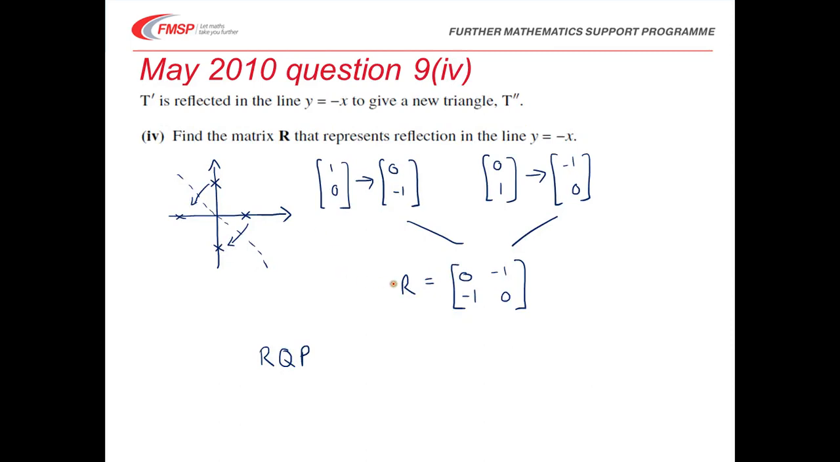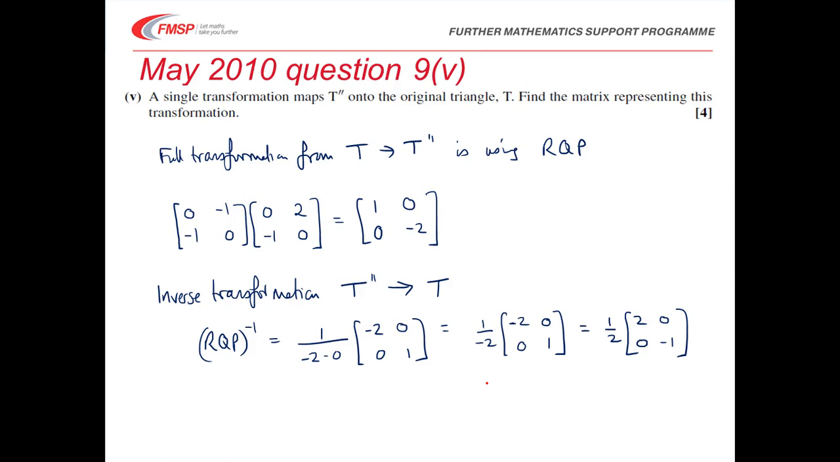For part 4, there is a single mark for each column of the matrix R. And for part 5, there's a method mark for multiplication in the correct order, and an accuracy mark with follow through from previous work. And for finding the inverse, there is a method mark for attempting the inverse and an accuracy mark, correct answer only, for getting that matrix at the end.